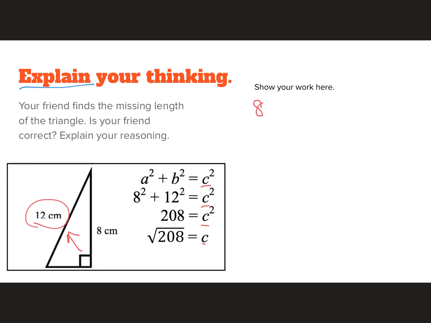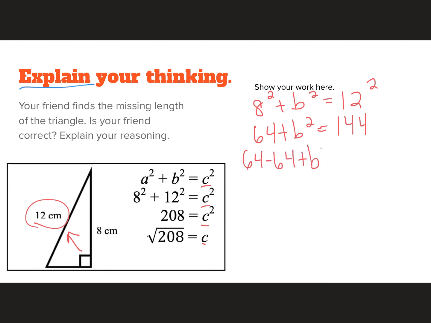So I'm going to have 8 squared. But this now should be B squared. And then we put the 12 squared over here. So 8 squared is 64, plus B squared equals 144. So we're going to subtract 64 from both sides. So I have 64 minus 64 plus B squared equals 144 minus 64. So I end up with b squared equals 80. So that means b is the square root of 80.